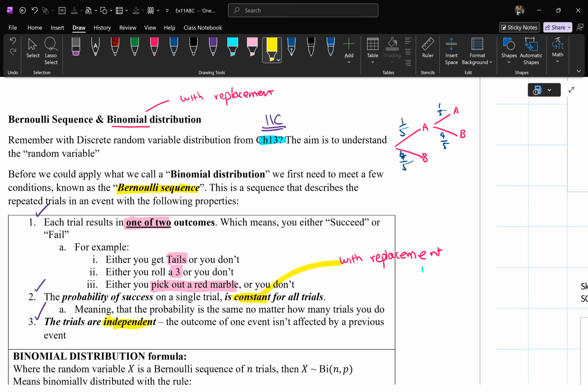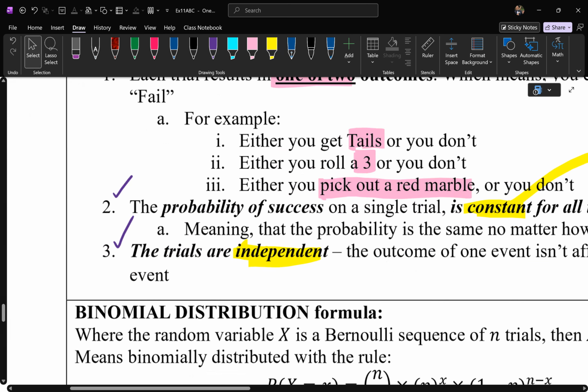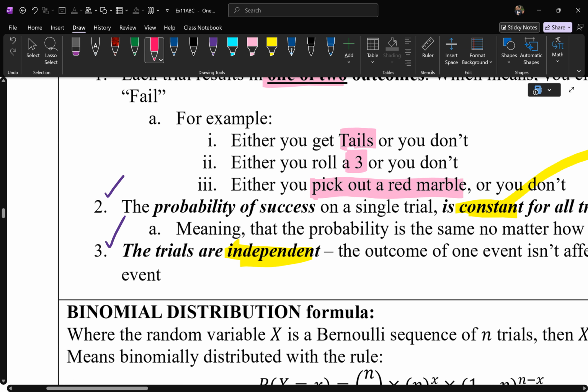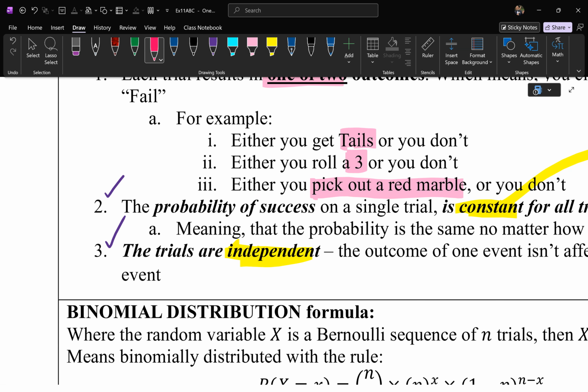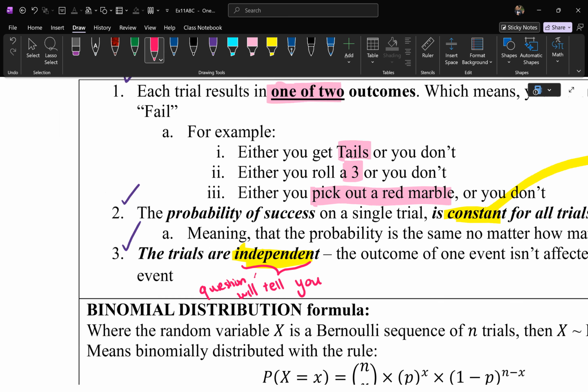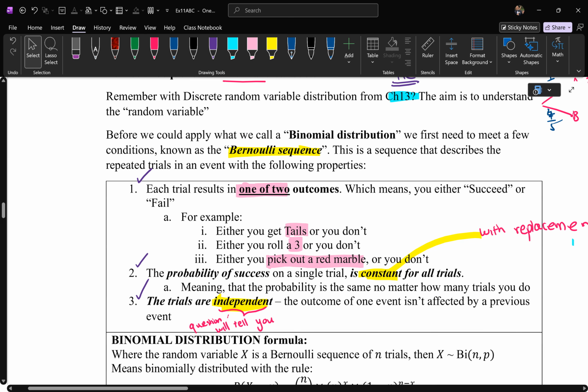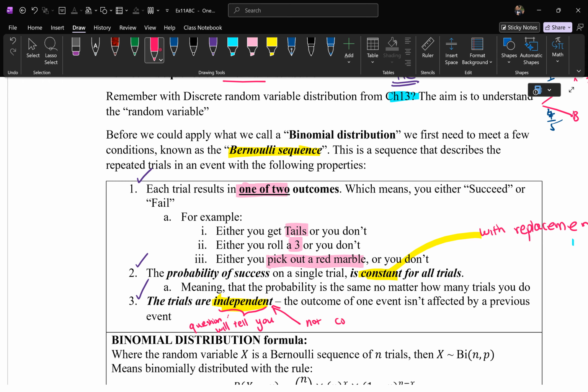Now, you guys learned independence already. Independence means that each roll that you do or each coin flip that you do does not depend on what happened before. Usually the question will tell you. If you ever see a question that says this is independent, as soon as you see the word independent, you should be thinking of binomial. So that's a big hint. Independent means not conditional.